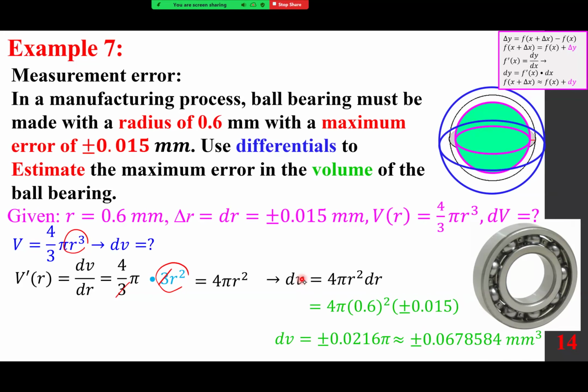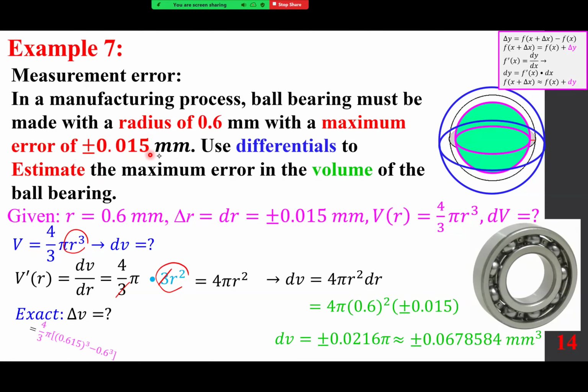Now the question is, what would be the exact difference in the volume? In other words, if you ignore this part and find just the maximum error, never mind the differential, never mind the estimation, you find the volume when it's 0.6, the original volume, the correct answer. Then you add 0.015 and find the volume again. You subtract 0.015 and find the volume. Their difference is the actual error.